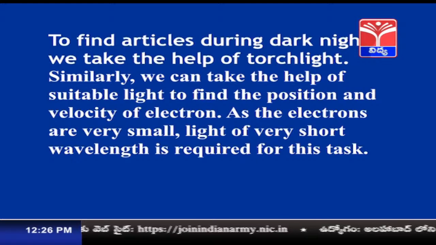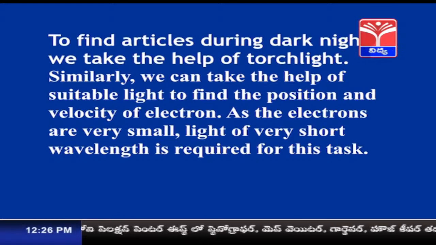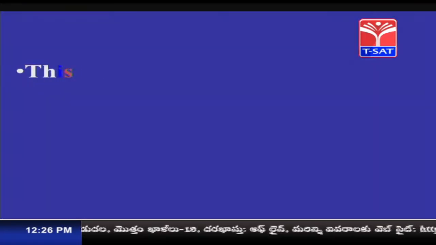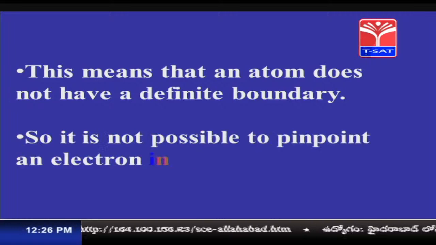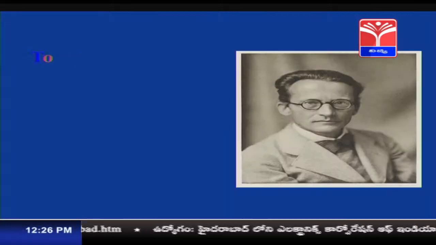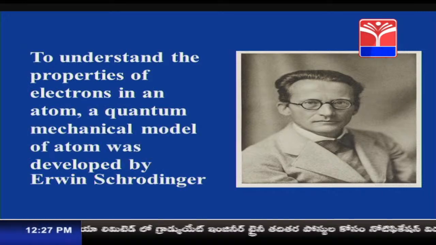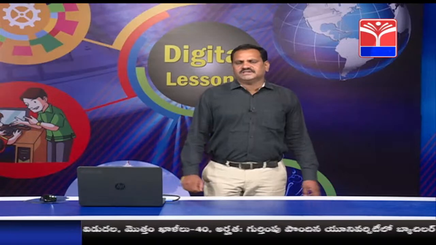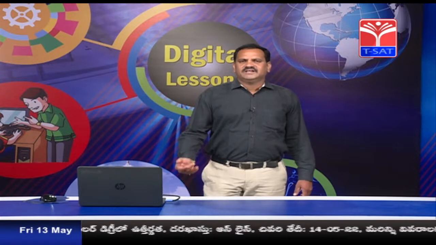But practically, when a radiation falls on an electron, the position and the velocity of the electron will be changed. That is why it is not possible to find the exact position and velocity of an electron simultaneously. This means that an atom does not have a definite boundary. So, it is not possible to pinpoint an electron in an atom. To understand the properties of electrons in an atom, a quantum mechanical model of the atom was developed by Erwin Schrödinger. He introduced a new concept. What is the new concept and how he explained the structure of the atom, we will see in the next class.